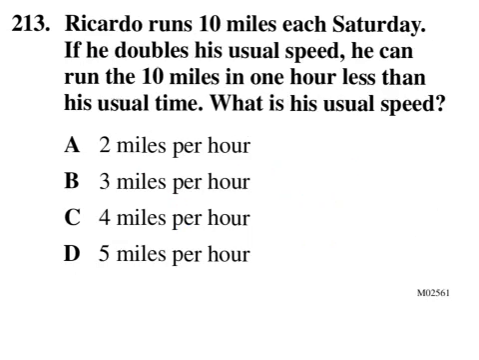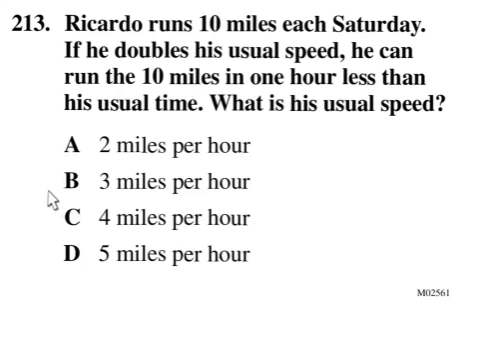This is kind of a tougher one. He runs 10 miles each Saturday. That really doesn't matter for this question, you'll see. If he doubles his usual speed, he can run 10 miles in 1 hour less than his usual time. That is a very confusing statement. What is his usual speed? So what do these numbers represent? His usual speed. So let's just choose one of them and test it.